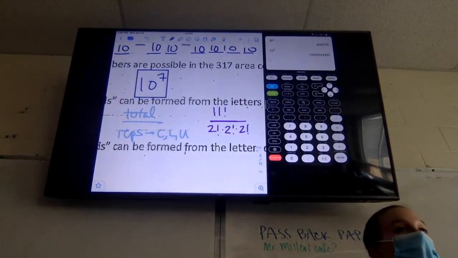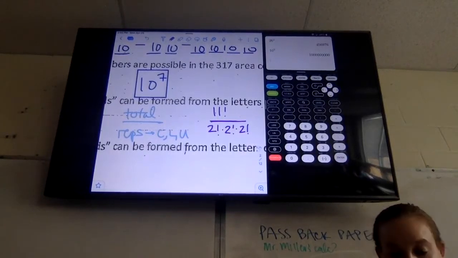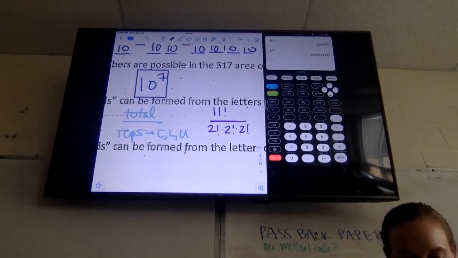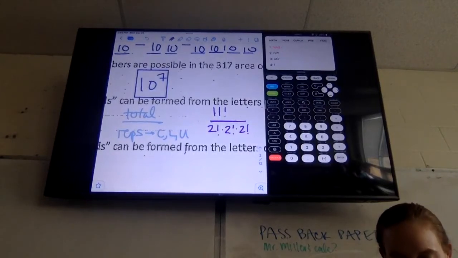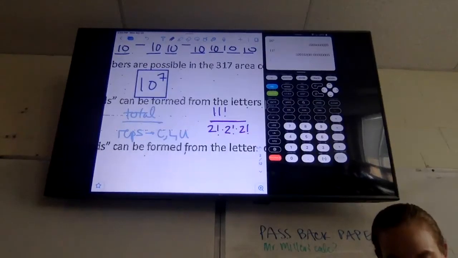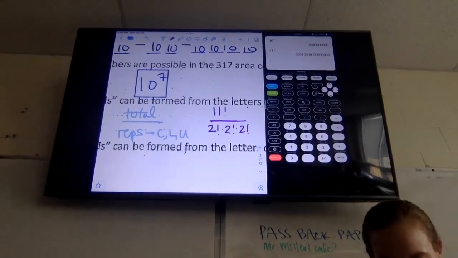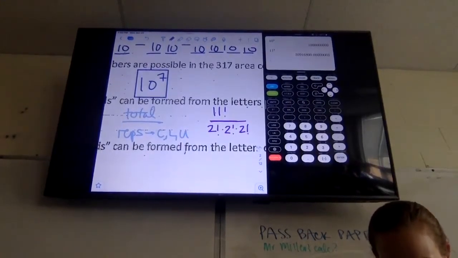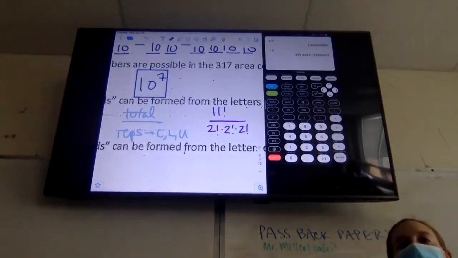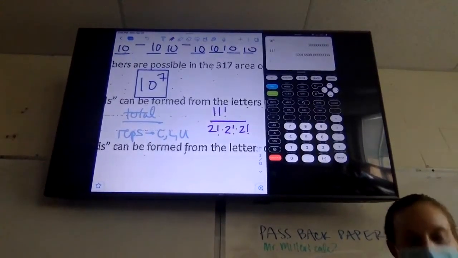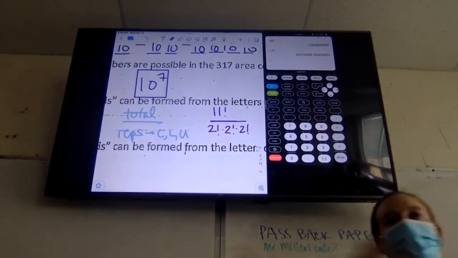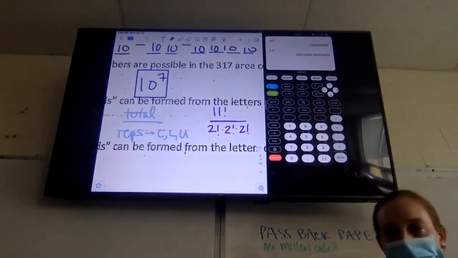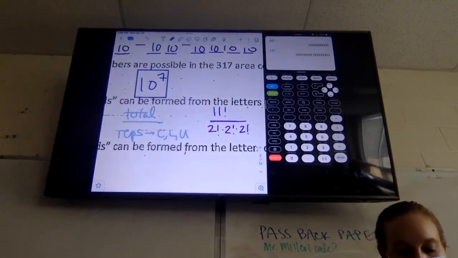Now, this is an okay answer to leave it like this, but let's put it in the calculator and see what I get. Let me actually do 11 factorial by itself. So 11 factorial, I got kind of a decimal, which is kind of odd, but I get this huge number. When I do 11 factorial divided by 2 factorial by 2 factorial by 2 factorial, I will be able to get a much smaller number.